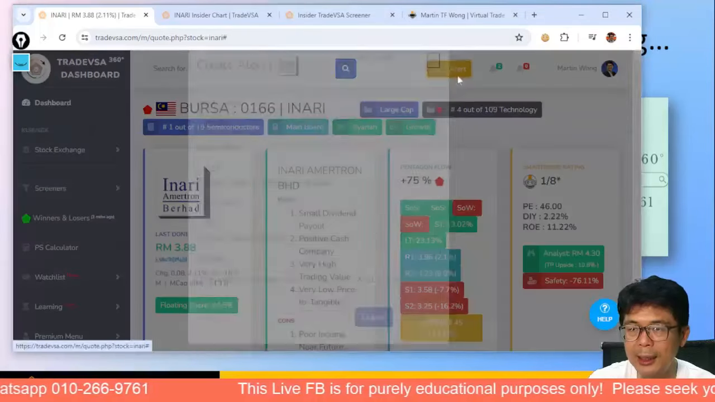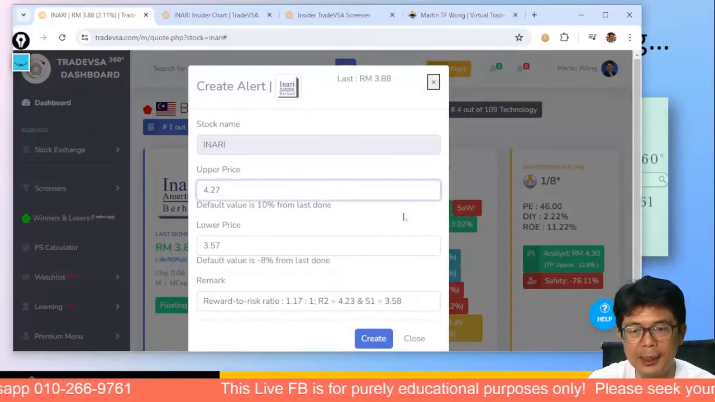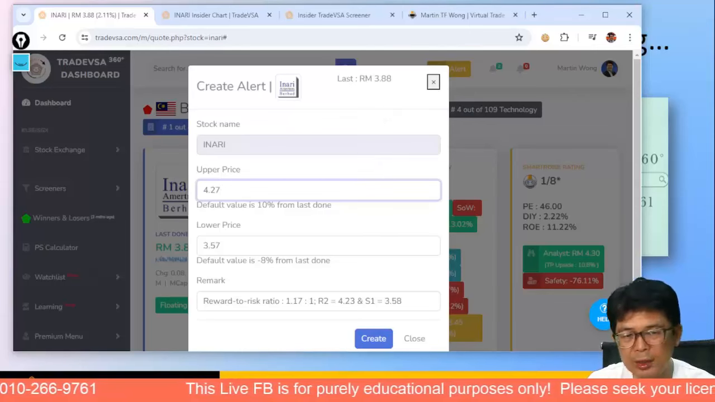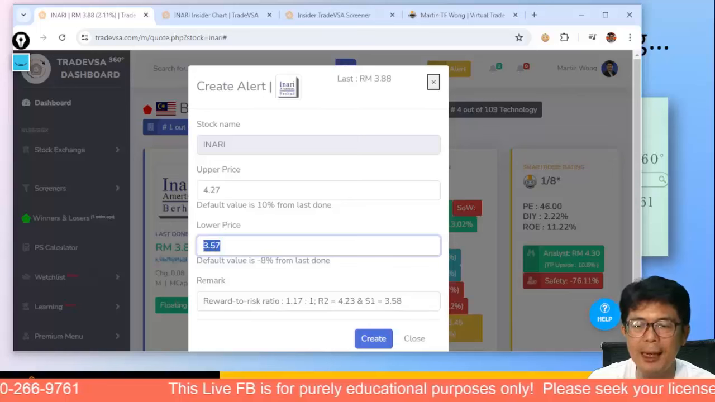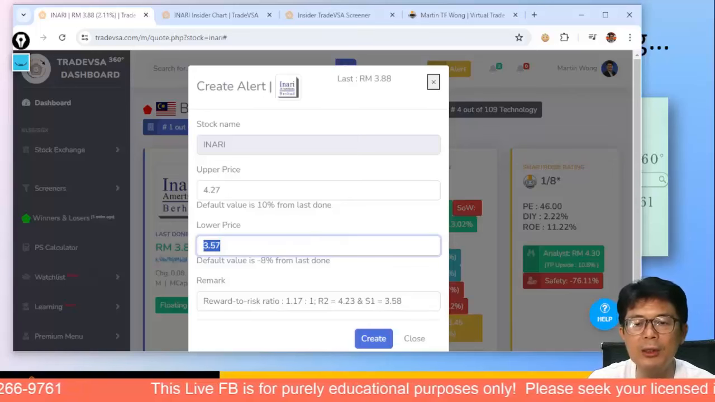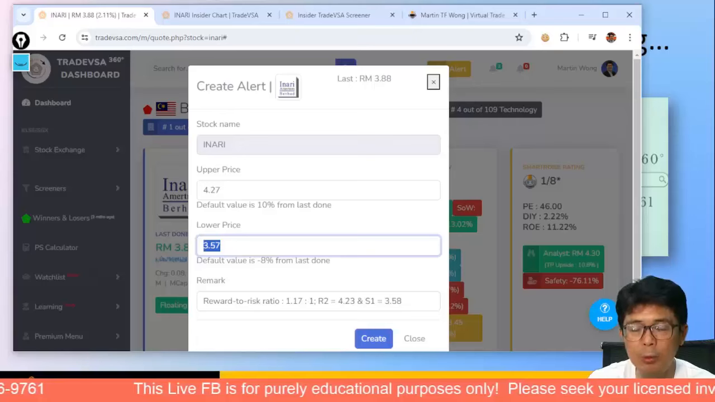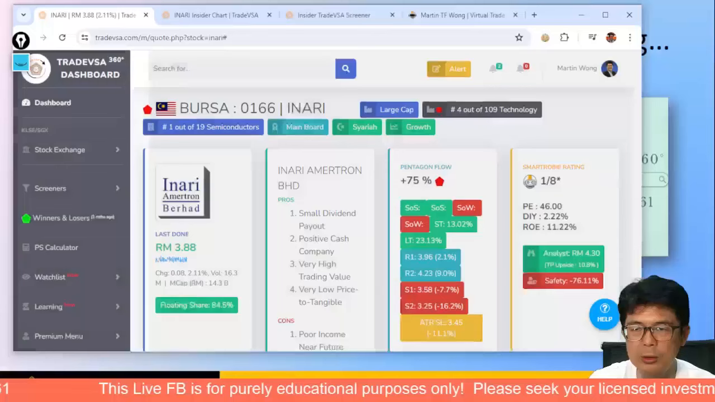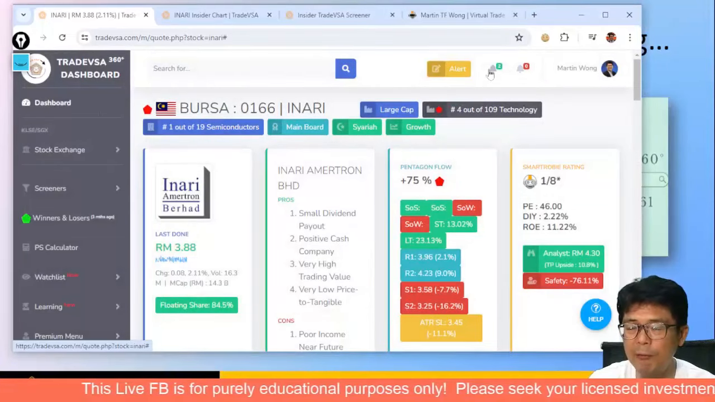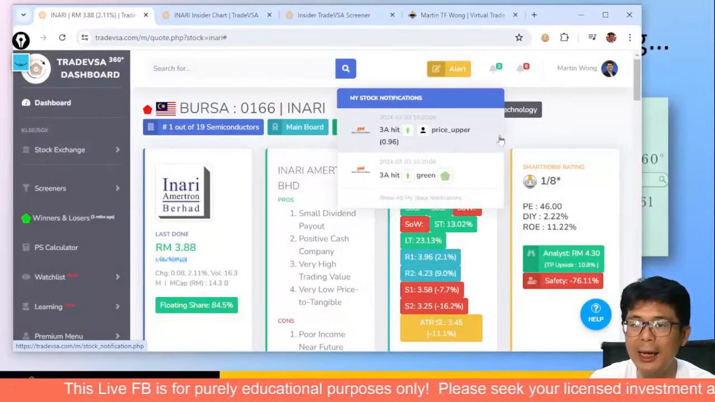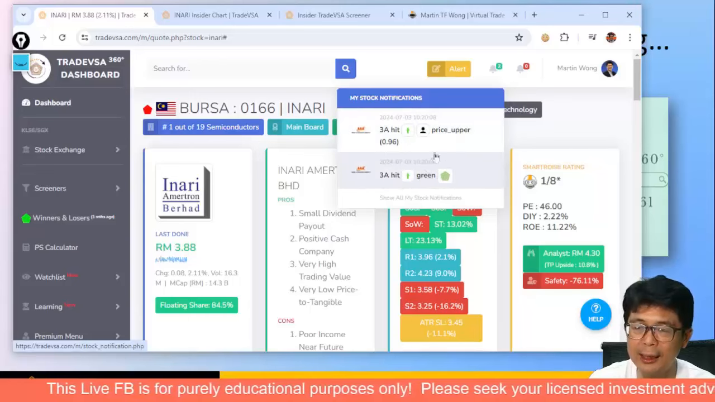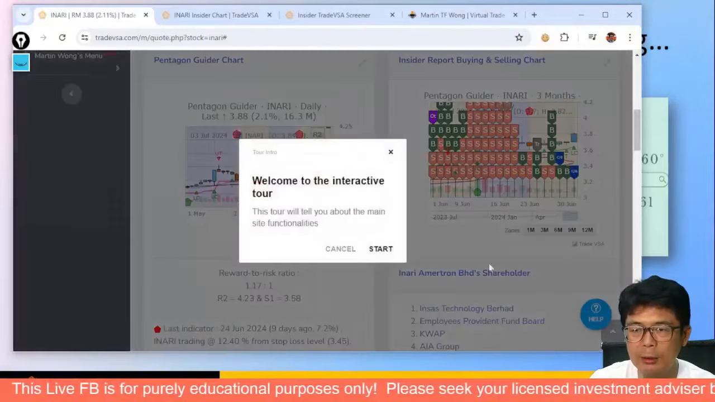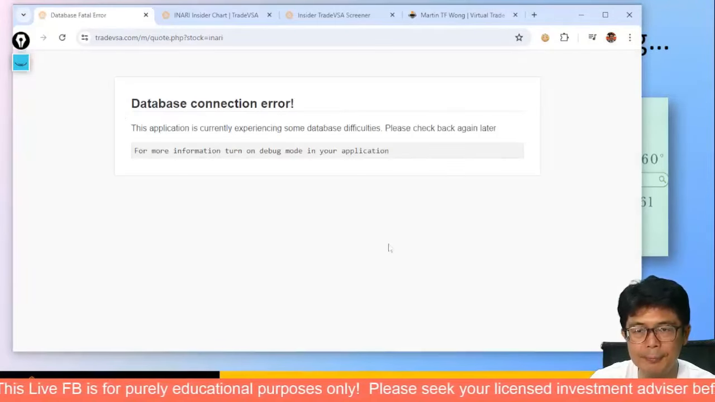So let me just show you what I mean. You click here, and that's where you go. So 10% from the last done 388 is 427, right, which is very similar to the analyst. And then 8% is usually the stop loss point that we use, which is 359. Reward to risk is 1.17. So if you like this, you just click create, and it goes into the watch list. I already have 2 watch lists, which are 3A hit the upper point and 3A turn back green Pentagon earlier on. Okay, so let's go back to here, click start.